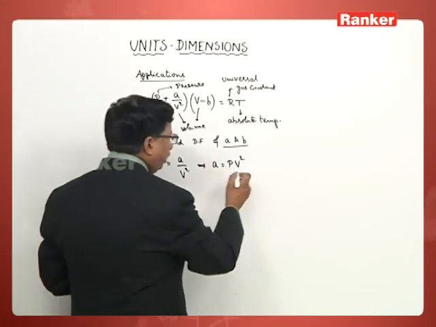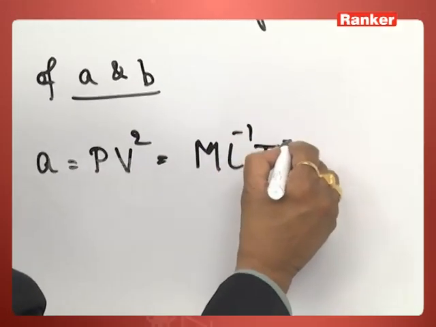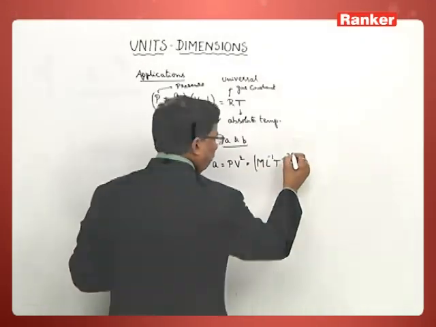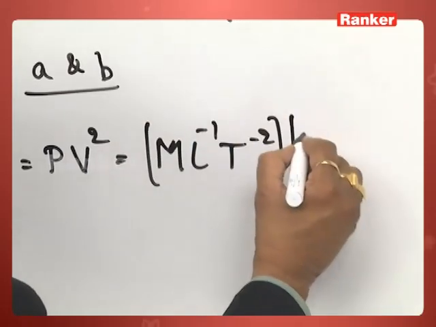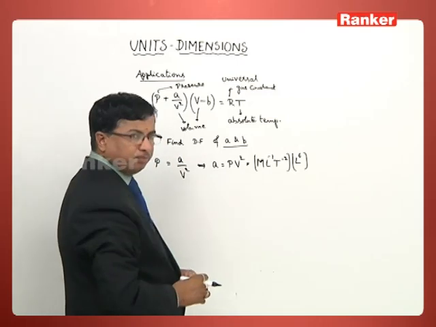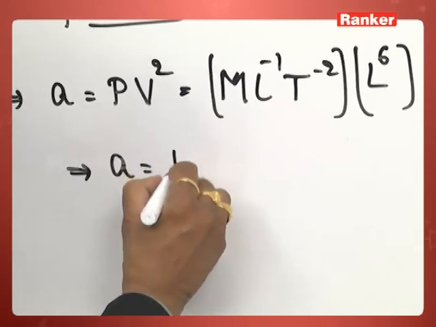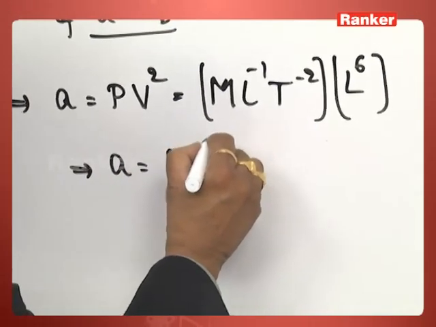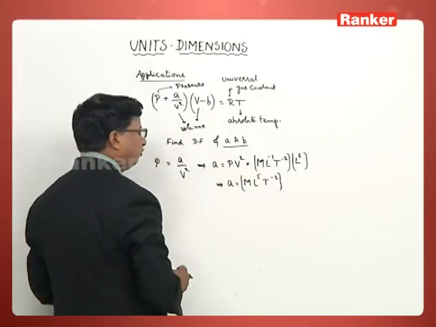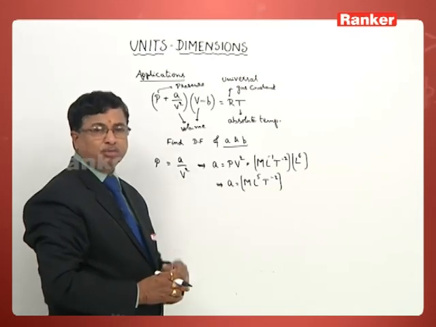So, you can directly write their dimensions now. M L inverse T power minus 2 is the dimensional formula for pressure. Volume being L cube whole square, that now becomes L power 6. So, what is the dimensional formula for A now? It is M L to the power 5 T power minus 2. That is the dimensional formula for the quantity mentioned as A in the given equation.